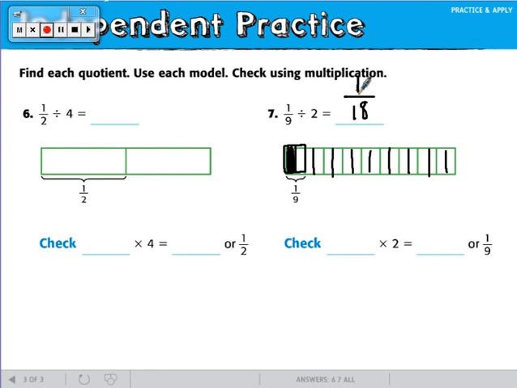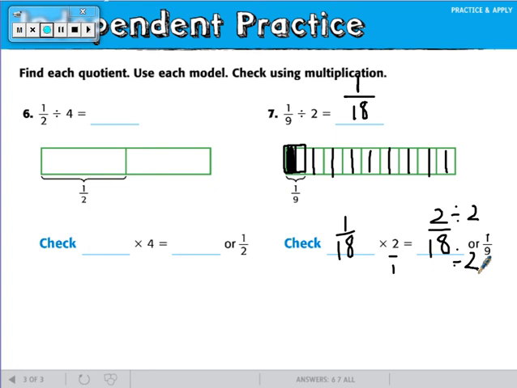Okay? Now, I'm going to do the check. So now I have 1/18 times 2. Now I'm dealing with fractions, so what has to happen to my 2? Over 1. So 1 times 2 is? 18 times 1 is? 18. Okay, I have to go from a 2 to a 1, so what do I divide it by? 2. If I divide 18 by 2, is that 9? Yeah. Okay, so my answer is correct.